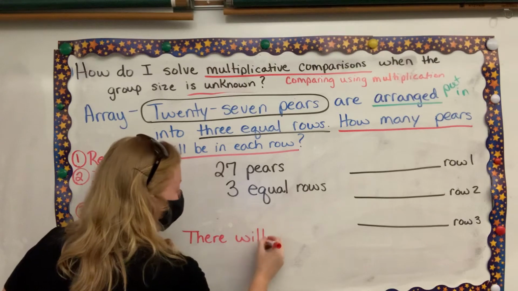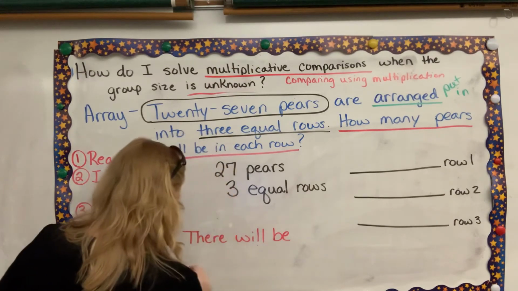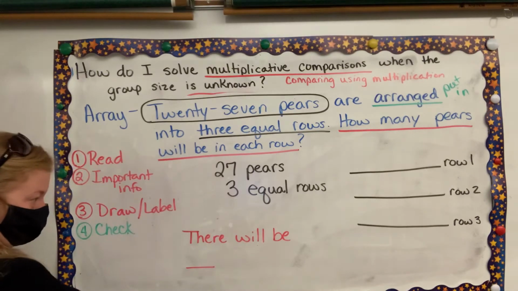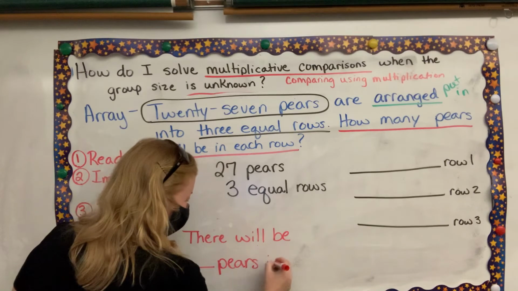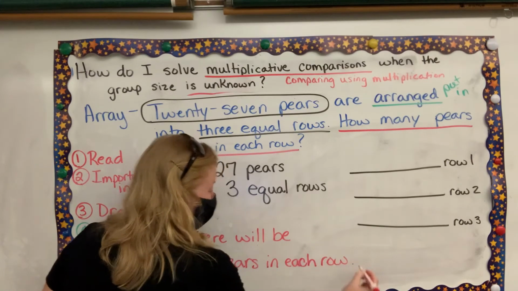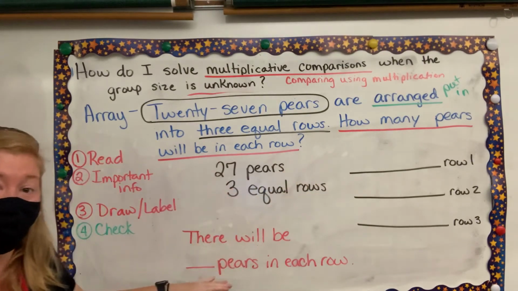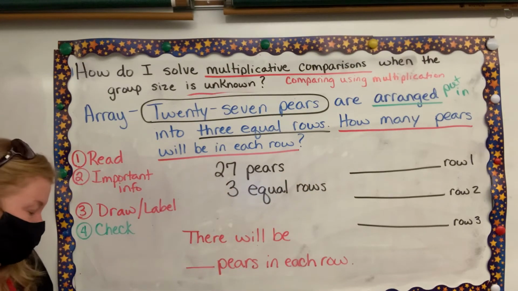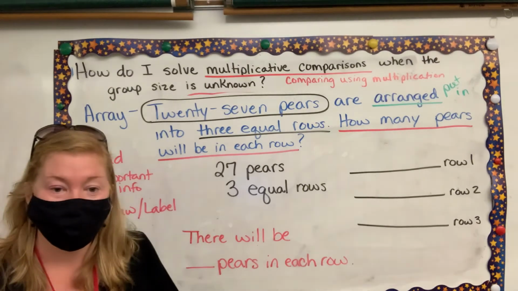Thank you. We need a label though. There will be blank what? Pairs. Yes, pairs in each row. That's what we're looking for. So I'm going to solve it over here and then I'm going to put my answer inside of my blank. So, how can I do this? Who wants to tell me what to do?